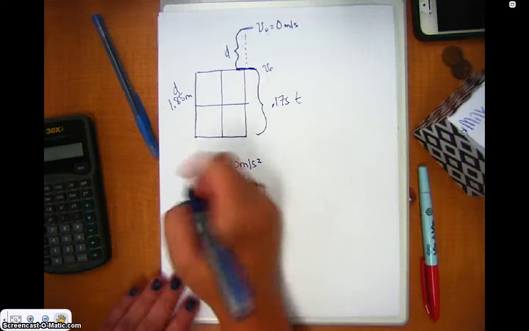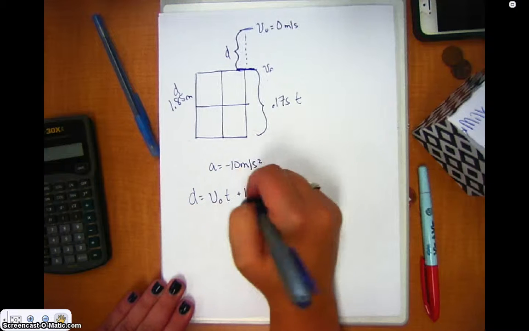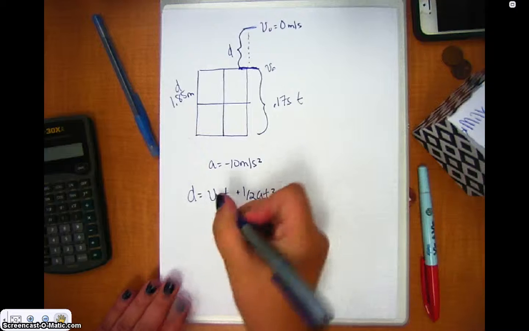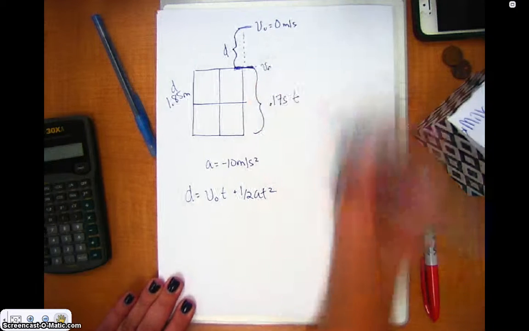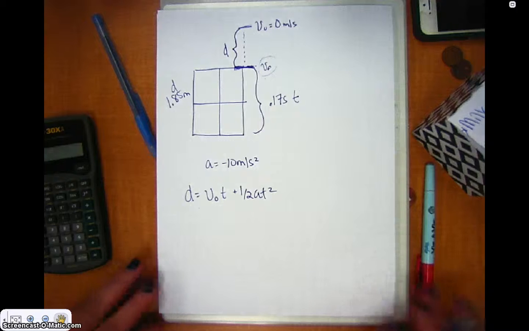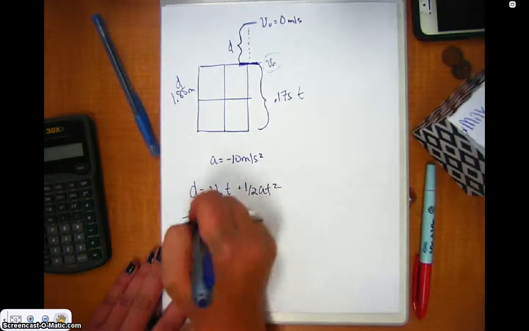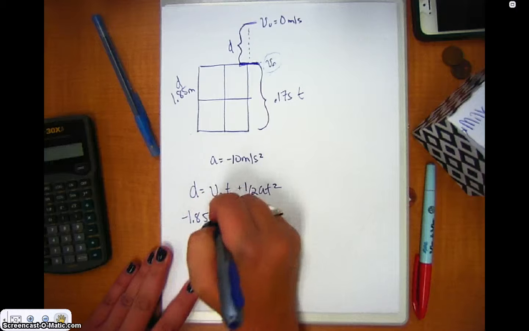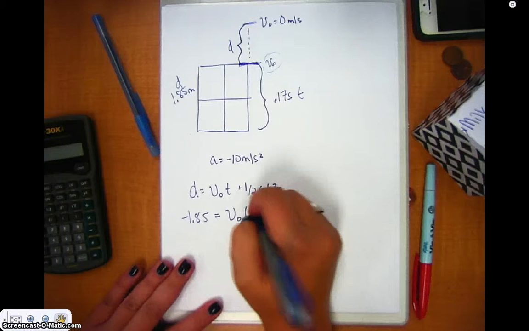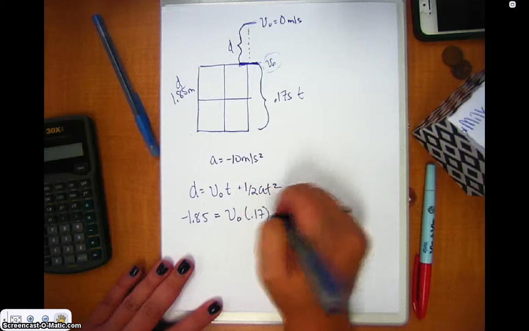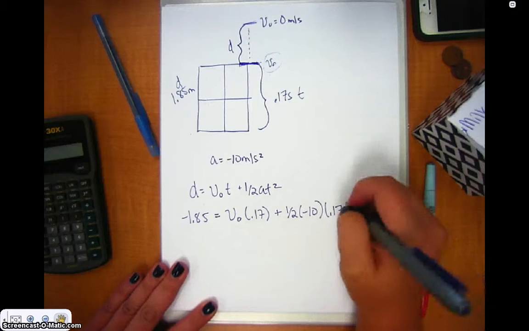So we're going to use the equation D equals V initial T plus 1/2 AT squared, saying that V initial is the velocity at this location, which would be the V final for the next part of the problem. So all we have to do is plug in. Now remember, we're going down 1.85 meters, so that's going to matter, is equal to, and the initial velocity, I'm trying to solve for that, T is 0.17, and then plus 1/2 of negative 10 times 0.17 squared.